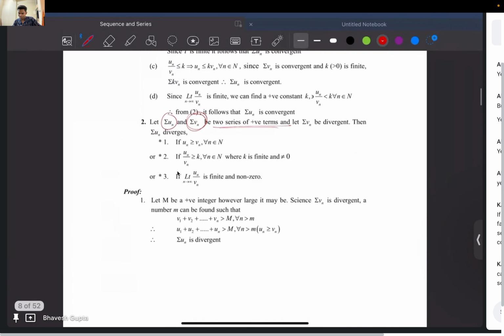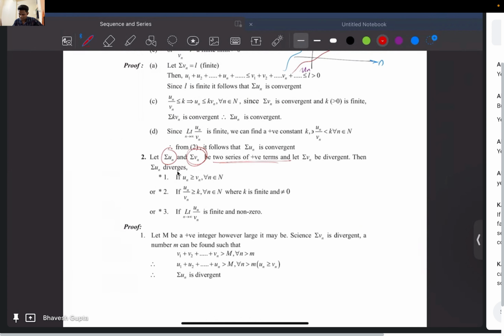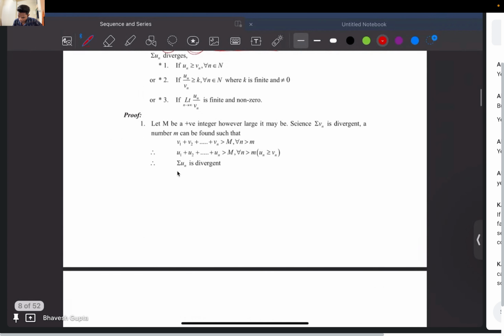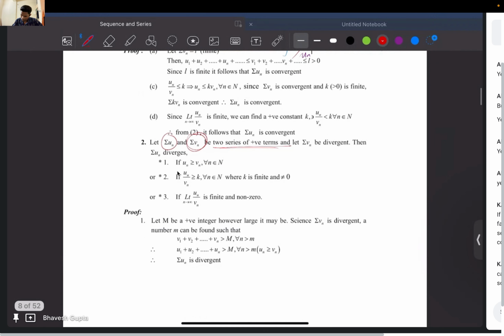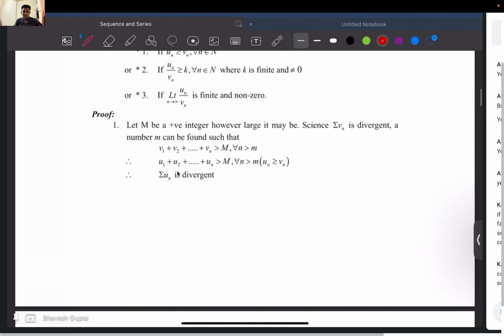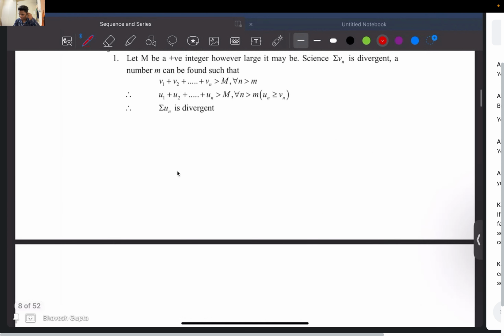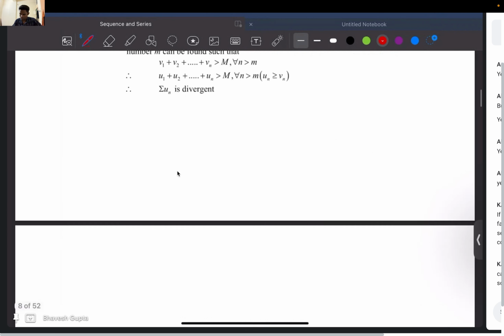This is actually very trivial, and even the teacher has discussed this in class. If you are interested, the proof is also given underneath, where they have used the idea of partial sums, and they have checked whether this partial sum is convergent or not.